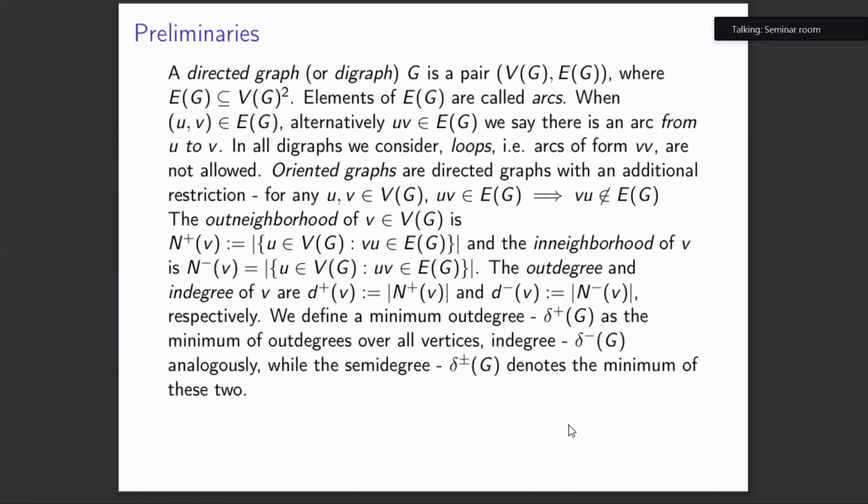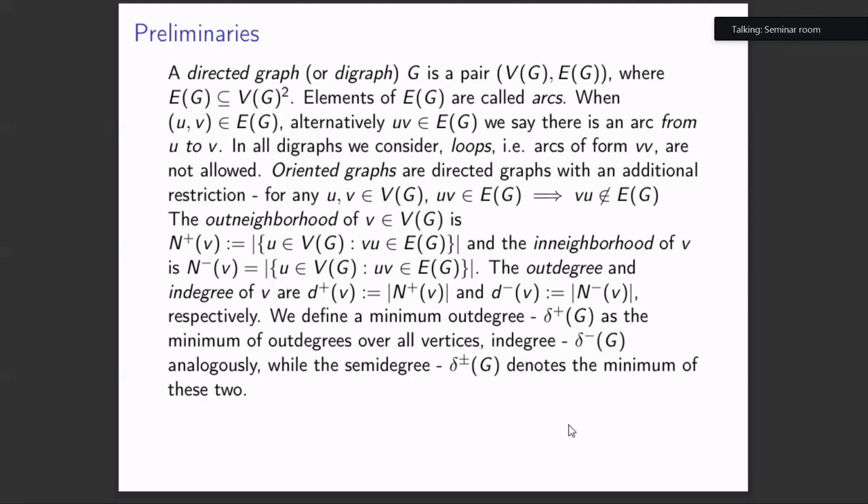And to define Outdegree, which will help us in understanding the nature of the paper, I will have to define an out neighborhood. For a vertex U, I look at all the vertices V such that there exists an edge UV. The set of all these vertices V is the out neighborhood. The size of the out neighborhood is the Outdegree.